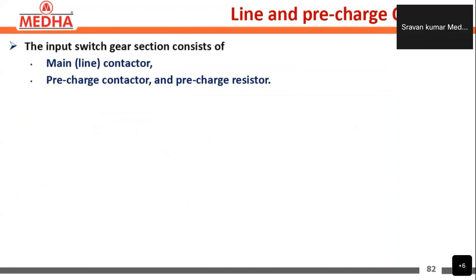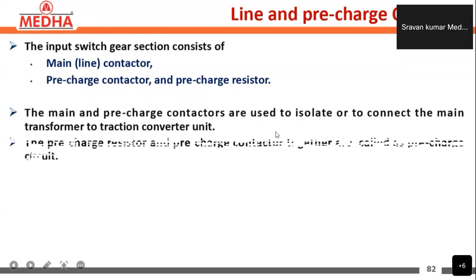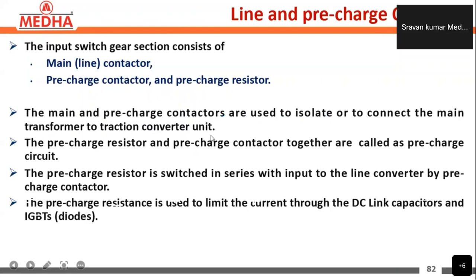Next, coming to the line and pre-charging contactor. The input switchgear section consists of the main line contactor, pre-charging contactor and pre-charging resistor. The main and pre-charging contactors are used to isolate or connect the main transformer to the traction converter. The pre-charging resistor and pre-charging contactor together are called the pre-charging circuit, as we have discussed. The pre-charging resistor is switched in series with the input to the line converter by the pre-charging contactor.